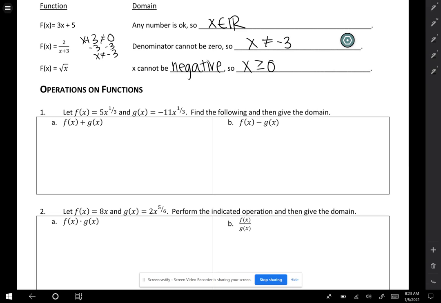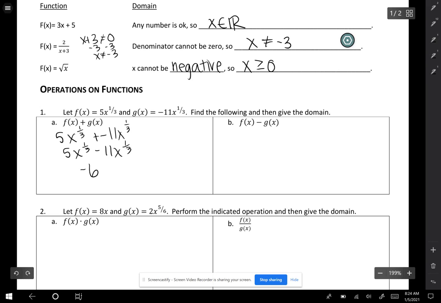So for part A, we have f of x plus g of x. So we're going to replace f of x with what it equals and g of x with what it equals first. So I'm replacing f of x with 5x to the 1/3 plus g of x, which is negative 11x to the 1/3. So we have 5x to the 1/3 minus 11x to the 1/3. Notice these are like terms because they both have x to the 1/3. So we're going to subtract those coefficients, 5 minus 11, to get negative 6x to the 1/3.